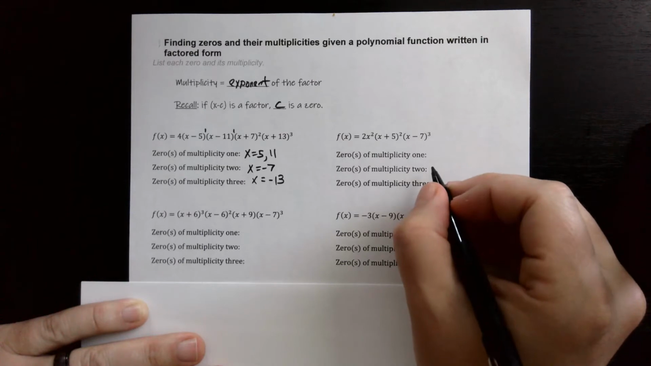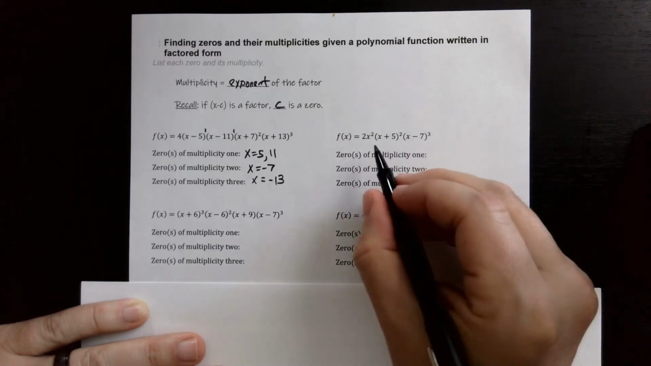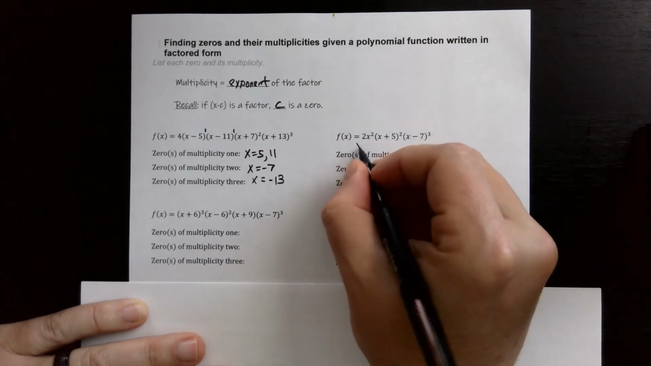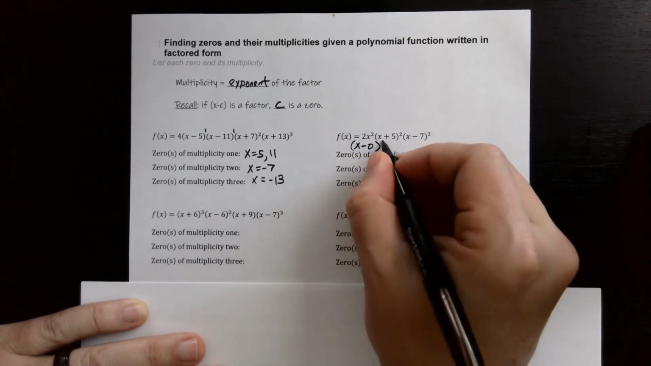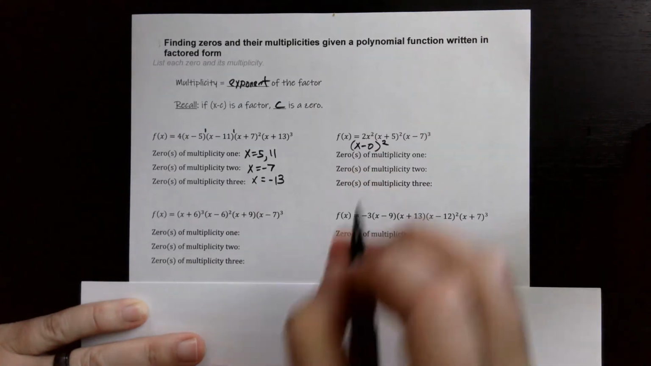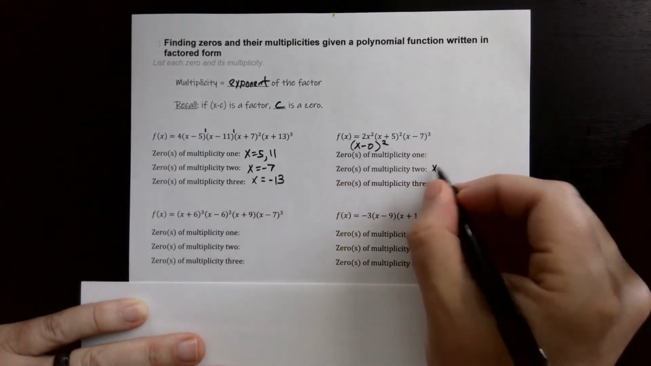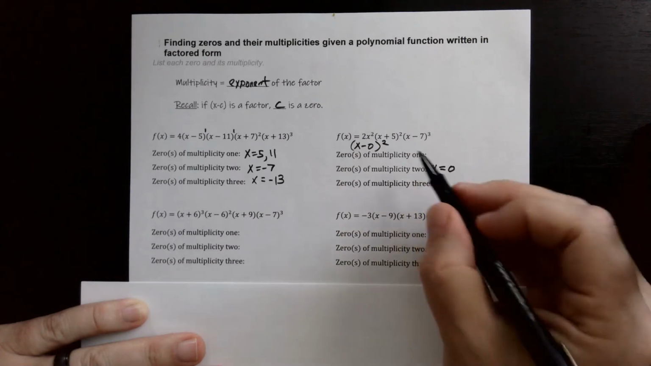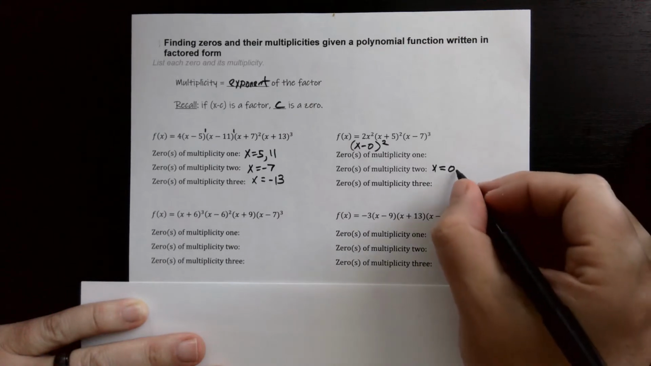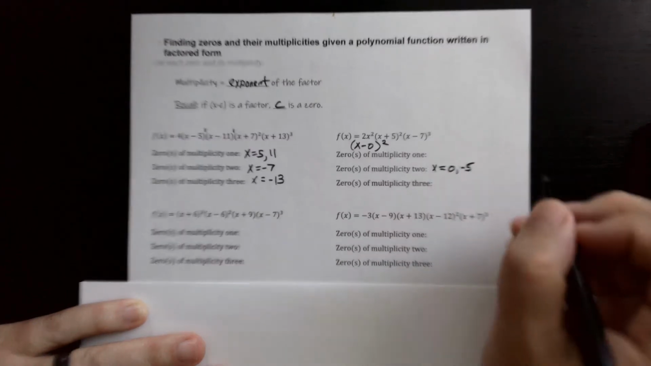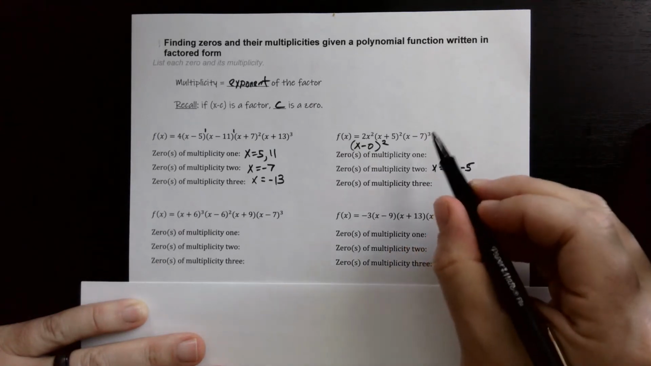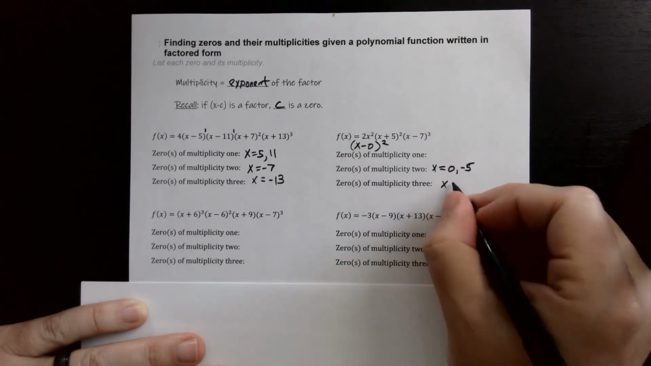There are 2 of them that have multiplicity 2. It's the 2 factors that are being squared. You can think of this x squared as being x minus 0 squared if you want. It's the same thing, but you still get 0 as an answer. So this x squared gives us x equals 0 as a solution. And then the x plus 5 squared is also multiplicity 2, and that'll give us negative 5 as a solution. The last one would be multiplicity 3. That's this one here. So we get x is equal to 7.